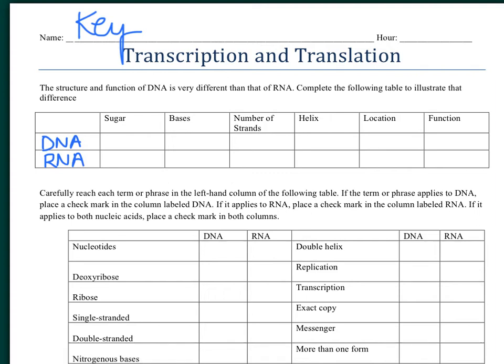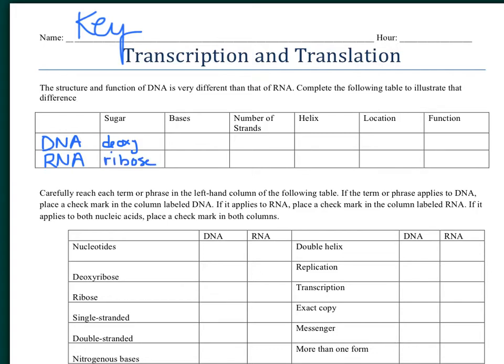Here are the answers to today's review sheet. First, looking at DNA and RNA, you were supposed to complete the following table to illustrate the differences. Hopefully you could have found those from what looked like a T table in your notes. The sugar of DNA is deoxyribose. The sugar of RNA is ribose.